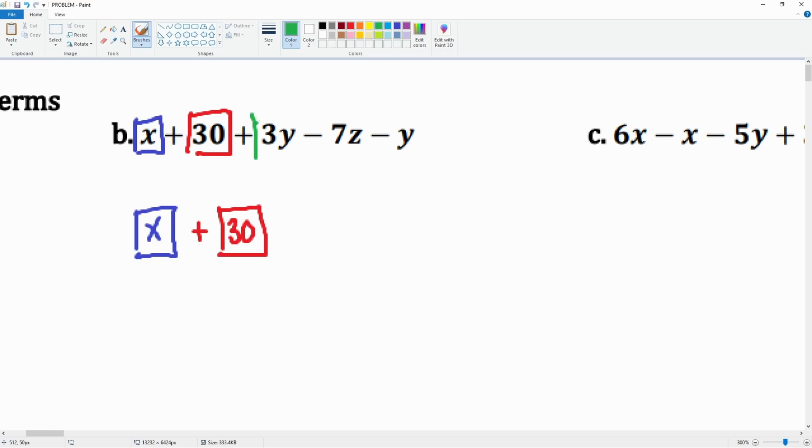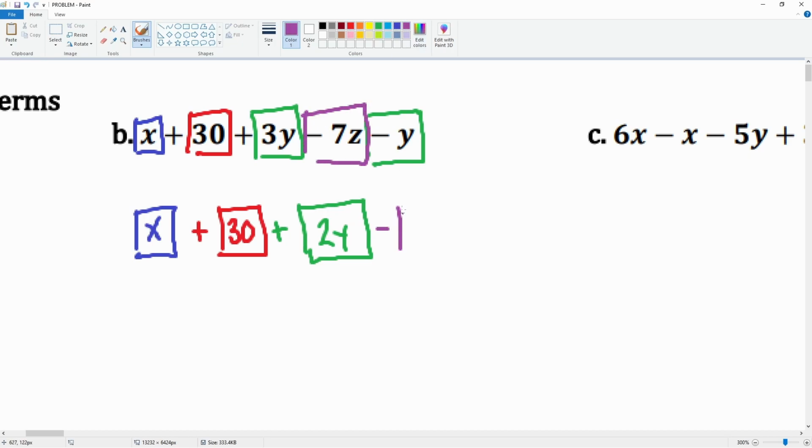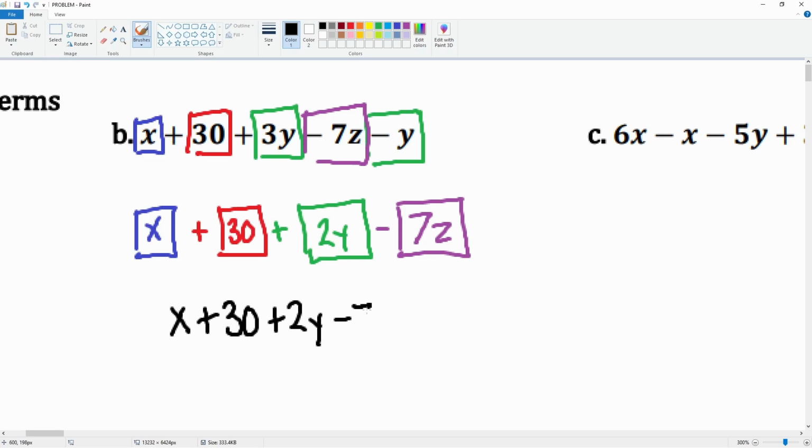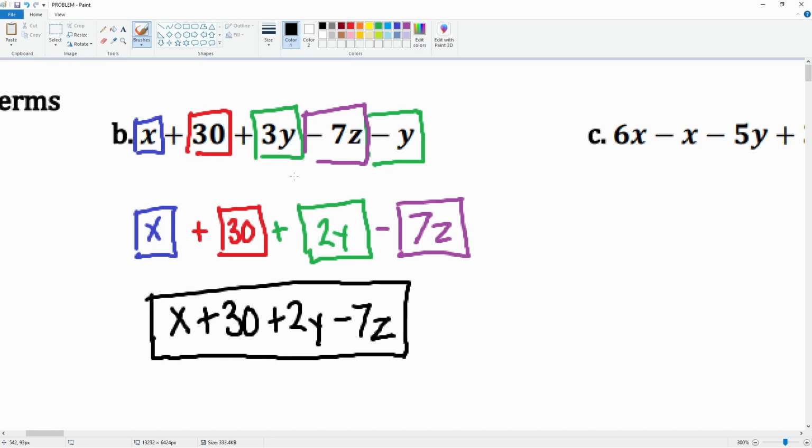Then we have the green, which is 3y. Oh, then we also have this minus y. That becomes 3y minus y, which is 2y. Then what is left here is the minus 7z. We can rewrite it as x plus 30 plus 2y minus 7z. That would be the final answer when you combine all the like terms. The like terms were just the y terms for B.